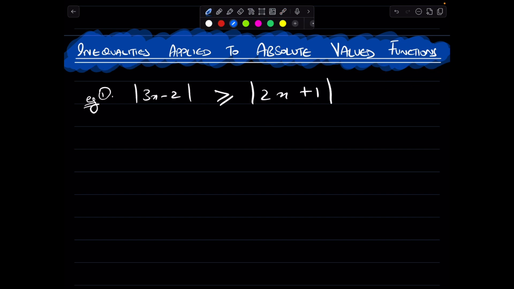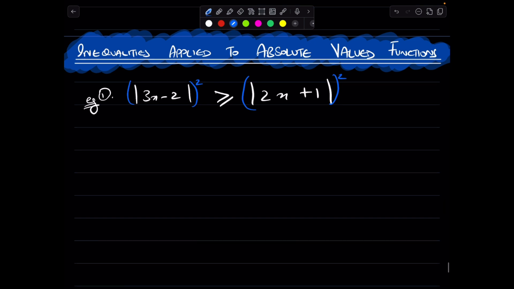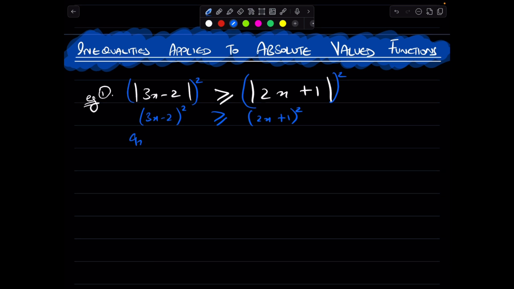In order to remove the modulus, we'll have to square both sides. And I repeat, in order to remove the modulus, not cancel the modulus. So the square remains. Now apply the identity. So we have 9x squared minus 12x plus 4 is greater than or equal to 4x squared plus 4x plus 1.